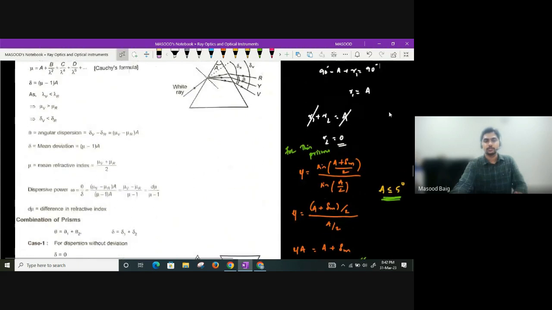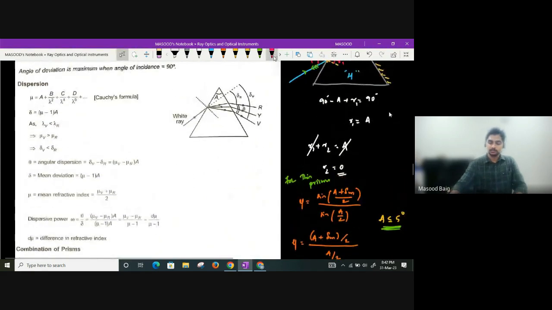We have some terms. As I've just told you, deviation is directly proportional to refractive index. Refractive index is inversely proportional to wavelength. So as the wavelength of violet light is less than red light, the refractive index of violet will be more and deviation will be more, guys. Here also they have given one mistake. So deviation in violet light will be more compared to deviation in red light, guys.